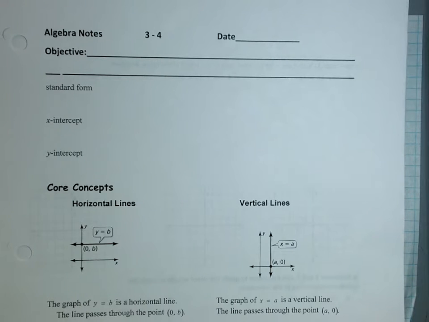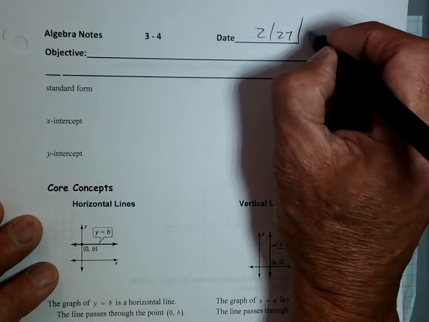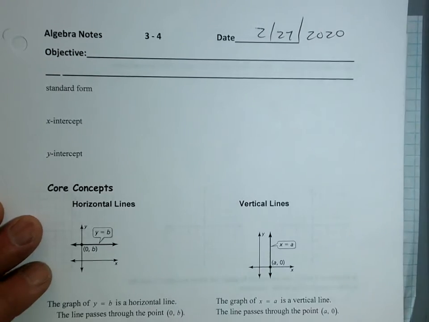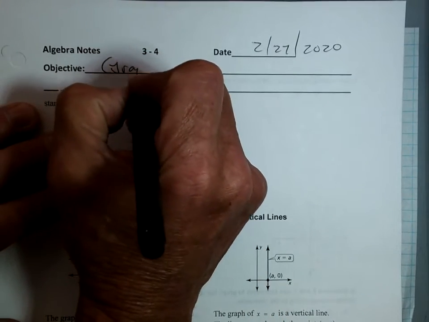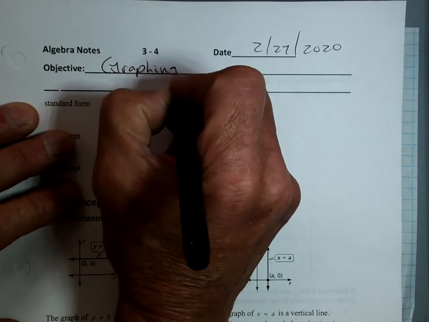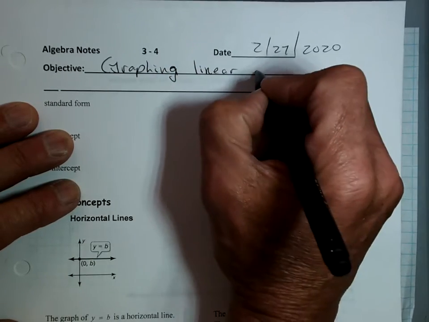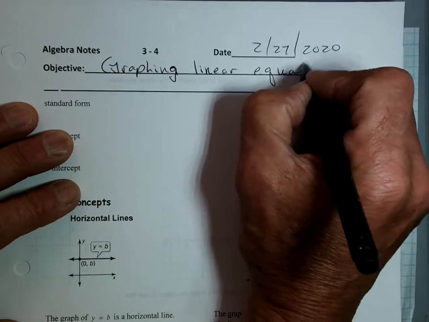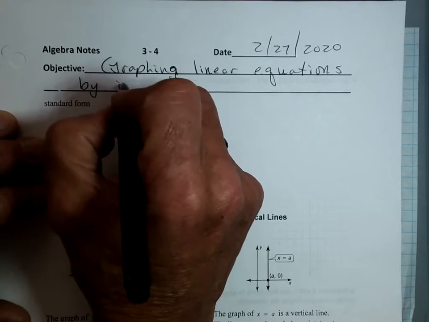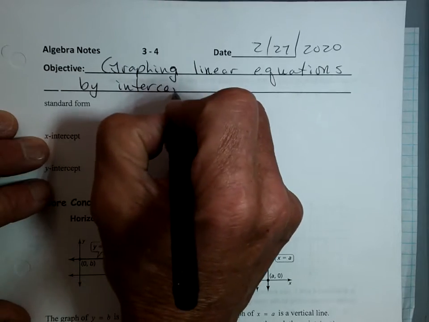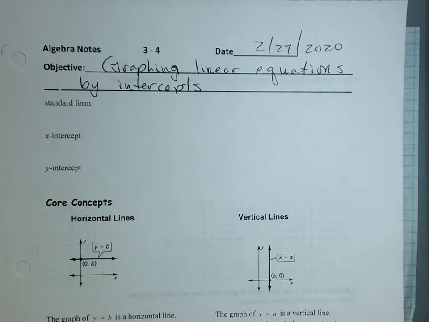Right, here we go. Today's date is 2/27/2020. All right. So our objective is graphing linear equations by intercepts. Okay? Graphing linear equations by intercepts.